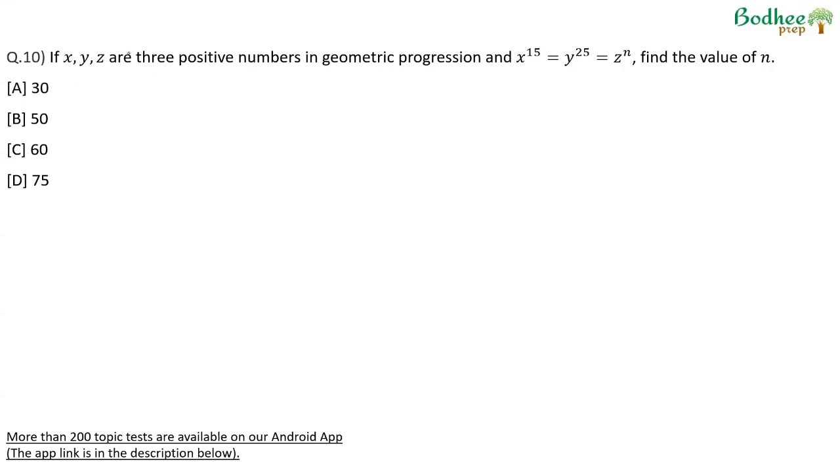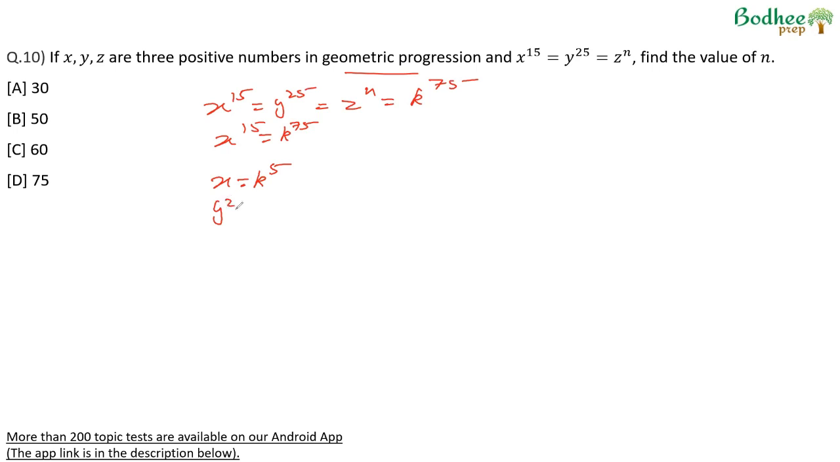If x, y, z are three positive numbers in geometric progression, x raised to power 15 is equal to y raised to power 25, z raised to power n, find the value of n. What we can do is, looking at the LCM of 15 and 25, which is 75, let this be equal to k raised to power 75. Now, if x raised to power 15 is k to the 75, taking the 15th root, x will come out to 75 by 15, which will be k raised to power 5.